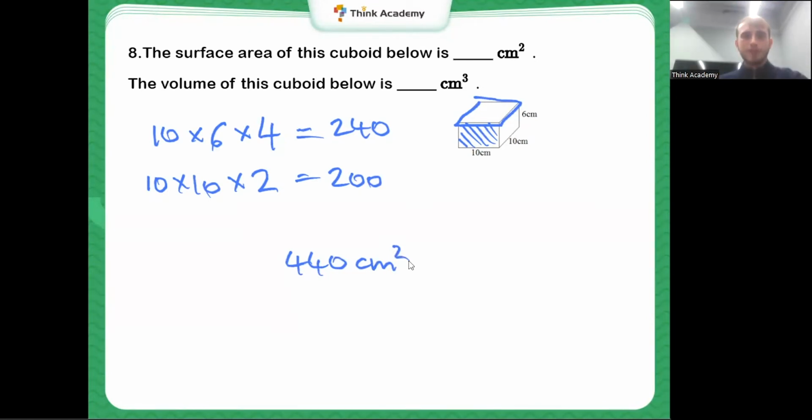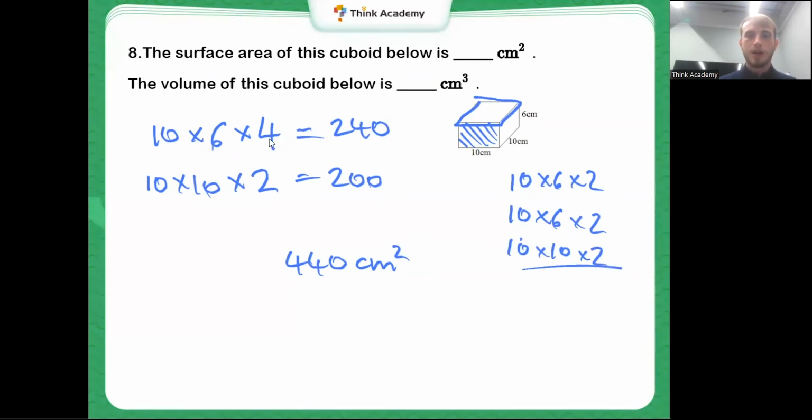Now, for anyone a little bit confused about me timesing by 4, normally we would just go through the 3 different directions. So we do the front and the back, which would be 10 times 6 times 2, and then we do the left and the right, which would be 10 times 6 times 2. So I was just combining that into one sum. If you can spot that it's a square on the top, there's 4 equal faces around the outside. And then you'd have to think about the other one we've not done, the 10 times 10, which is the top and the bottom there. So you'll still get the same answer if you do it in the way that we've learned in class, but there's a little shortcut for things that have a square base.